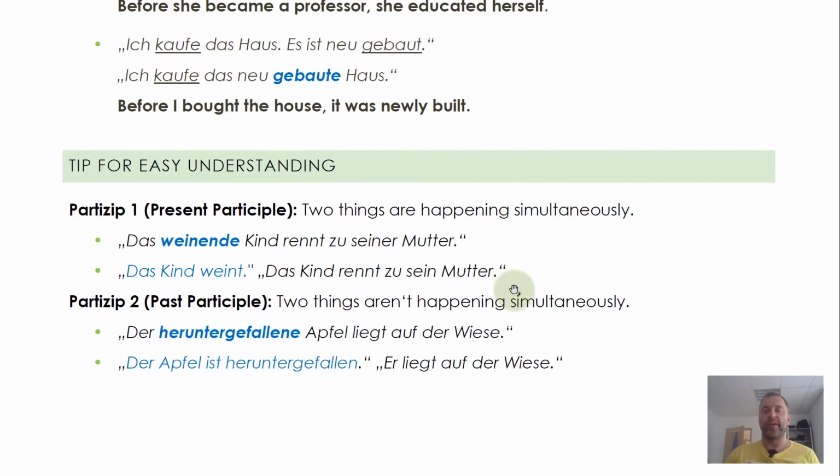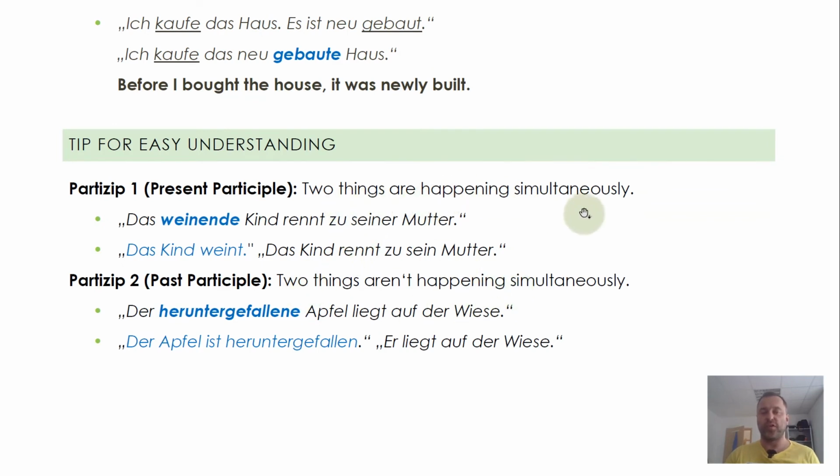Usually, to make it easier to understand, it's simply two things happening simultaneously, present participle. Two things aren't happening simultaneously, or we're actually talking about a state, then past participle. So now you know how to use the participles as adjectives.